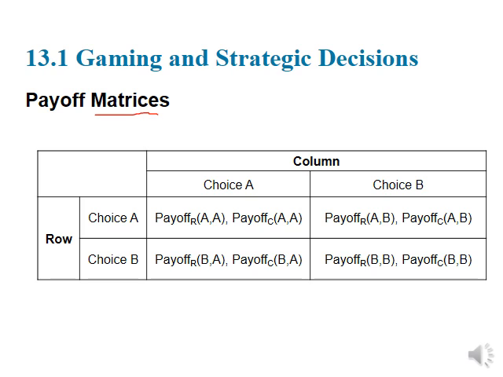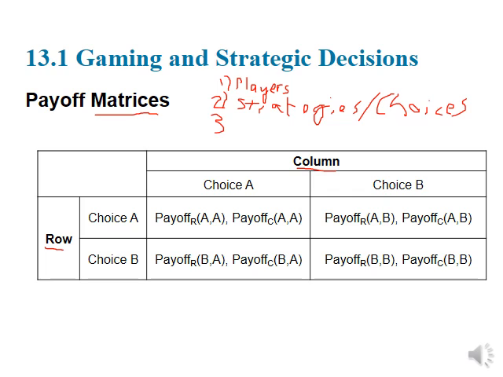These matrices allow us to show three things. One, the players in the game, typically described as row and column players. So we've got row here and column here. Two is the strategies, or the choices that these players can make. And three is the payoffs from those choices.